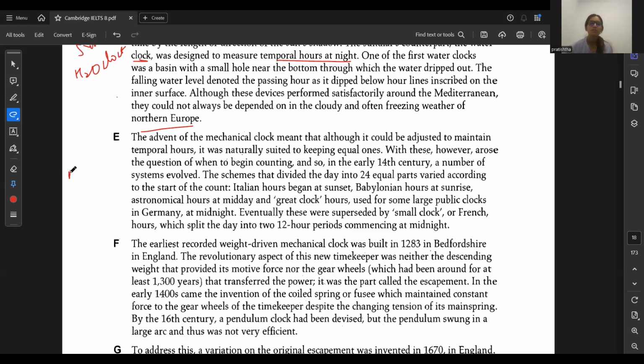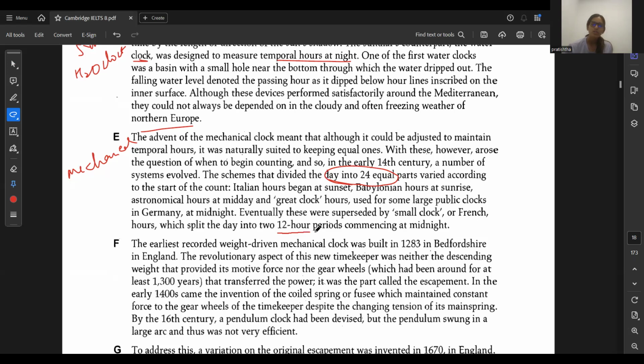So now there was the mechanical clock, right? So I'm just writing mechanical, which was made to maintain temporal hours but was naturally suited to keep equal ones. With these, however, arose the question of when to begin counting. And so in the early 14th century, a number of systems evolved. The day was divided into 24 equal parts and varied according to the start of the count. Italian hours began at sunset, Babylonian hours at sunrise, astronomical hours at midday, and great clock hours, used for some larger public clocks in Germany, at midnight.